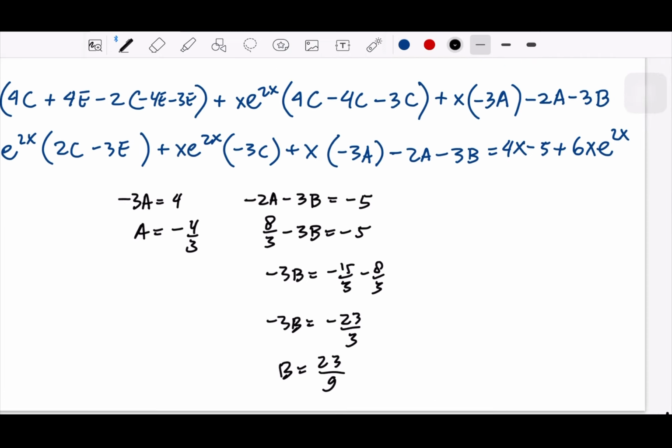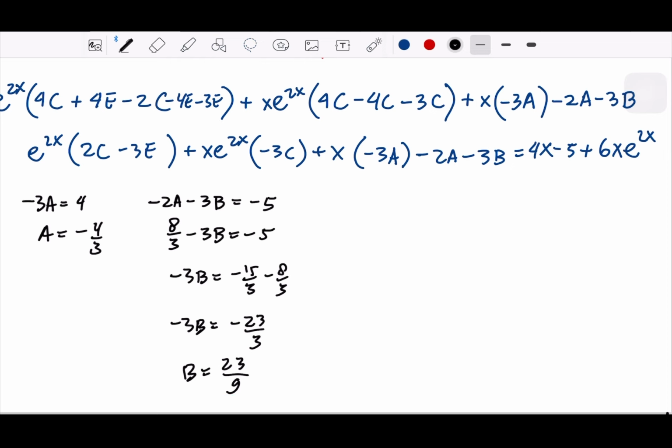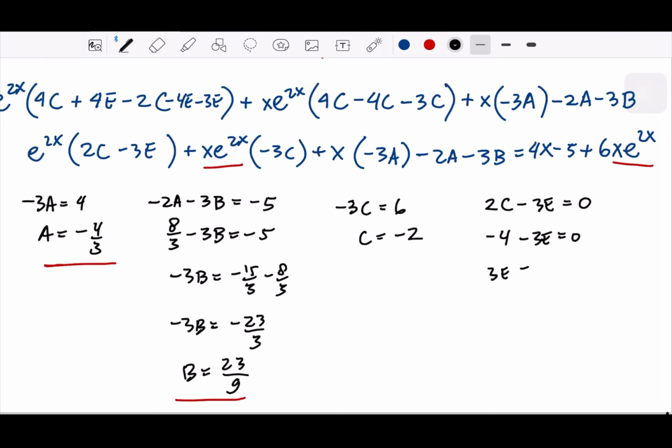Okay, and then let me move this to the side. So a, b, and the other one is this x e with power 2x. Okay, so we have negative 3c is equal to 6. So c is negative 2, right? And for e power 2x, 2c minus 3e is equal to 0. So negative 4. So 3e is negative 4. So e is negative 4 over 3.